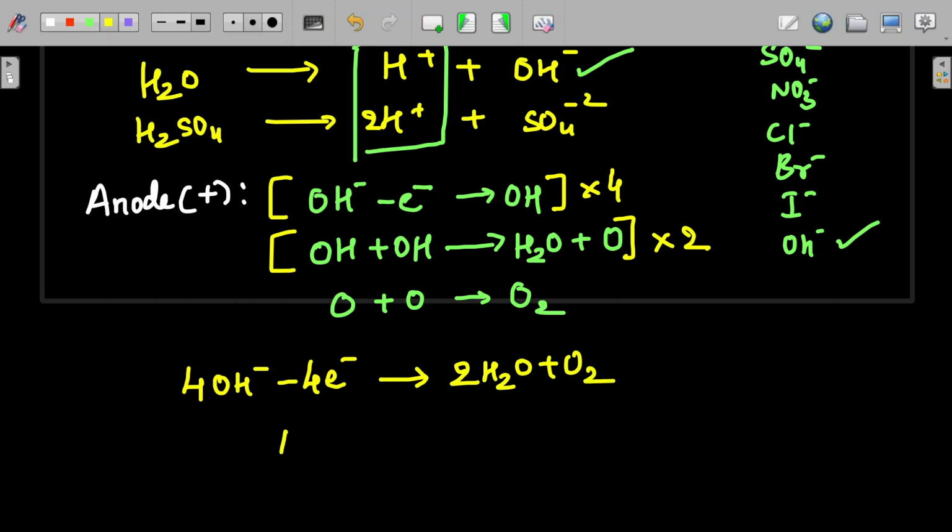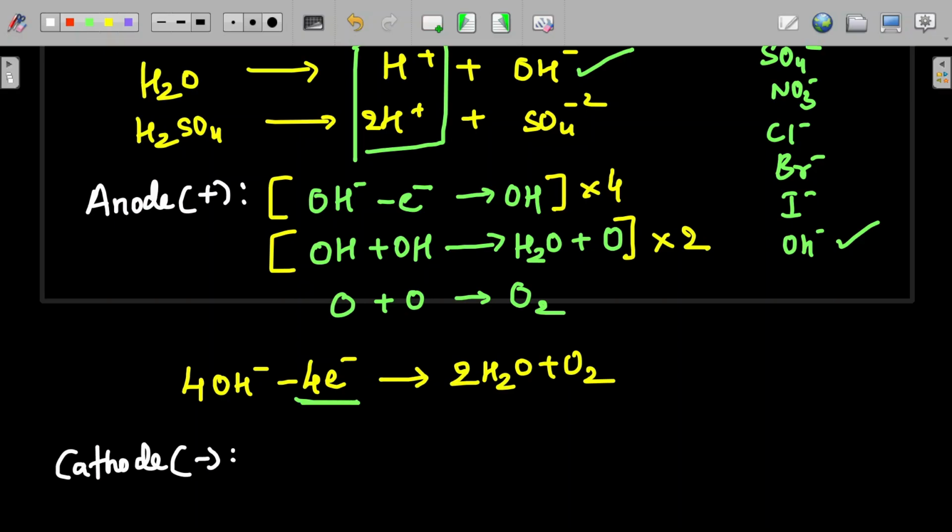Or if your teacher accepts the second part, 4OH gives you 2H2O plus O2, that also you can write. But this one, I want you to practice. 4 OH minus lose 4 electrons and forms 2H2O plus O2. Now how many electrons are involved here? 4 electrons. The same number of electrons should be there at the cathode as well.